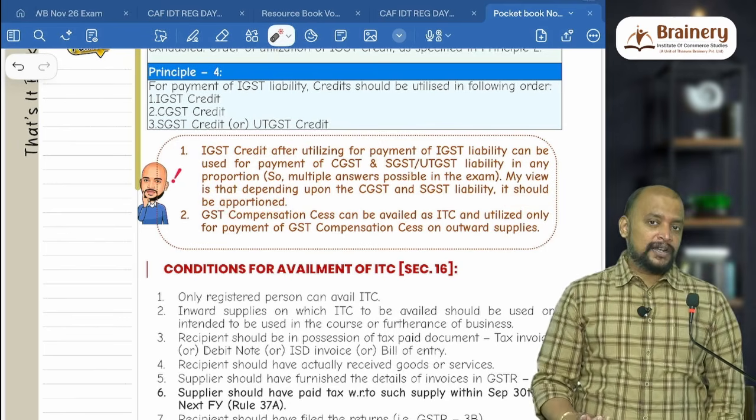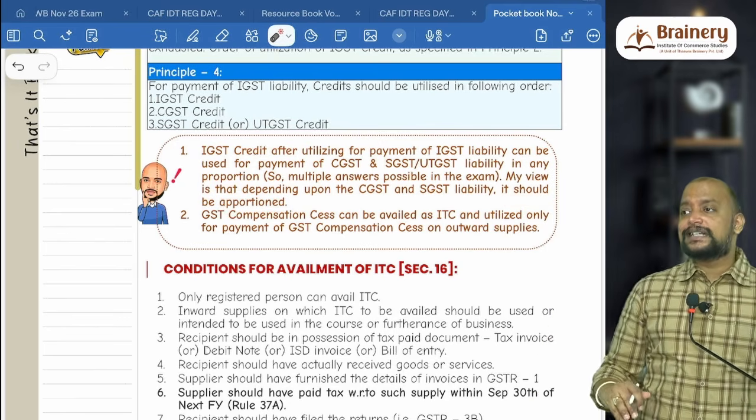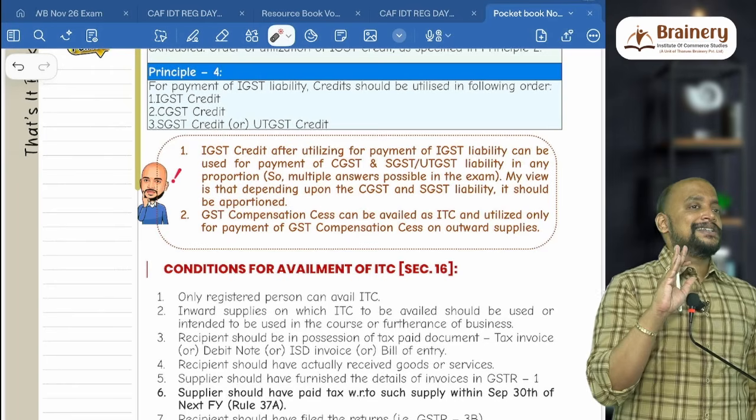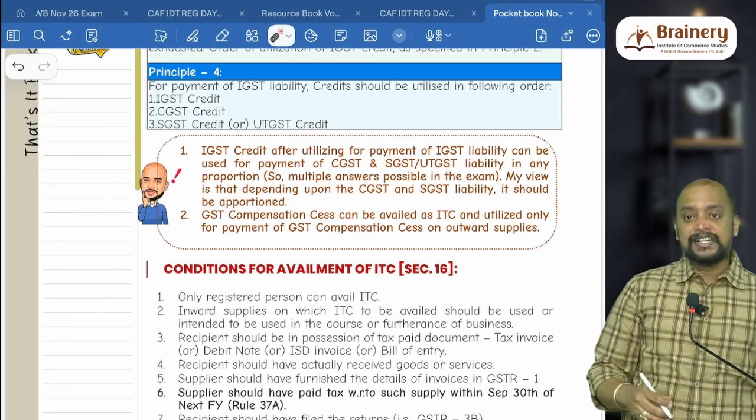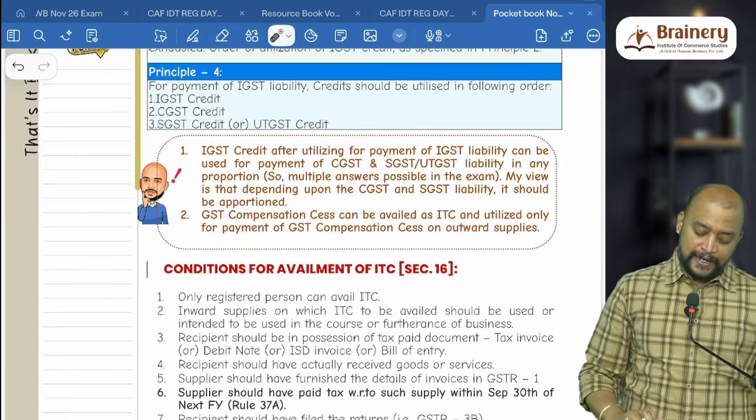Compensation cess is now not there, but if compensation cess as credit is there, what should be done? Compensation cess credit can be utilized only for payment of compensation cess, but cannot be utilized for any other liability.